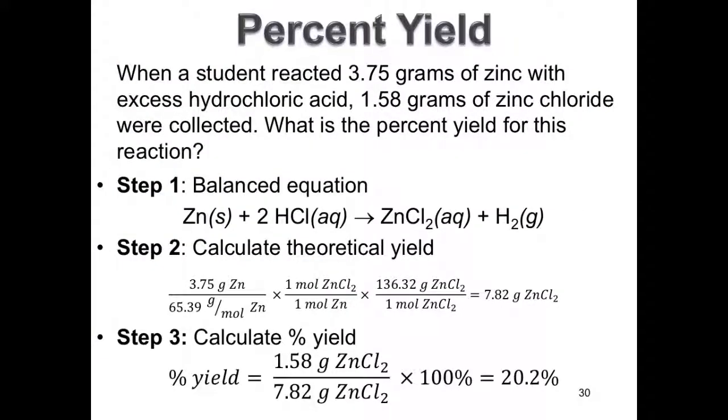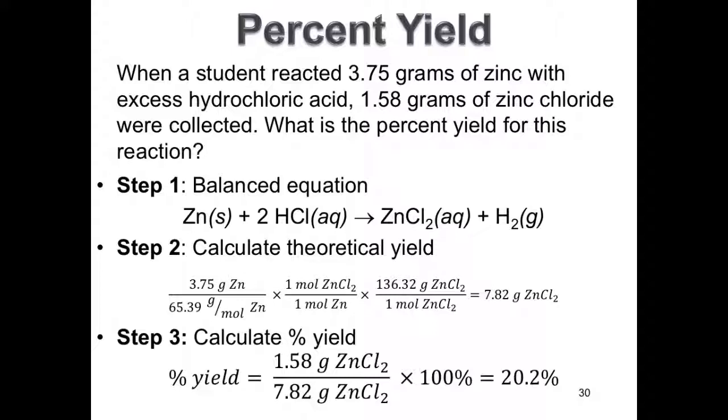And here's a problem. A student is given 3.7 grams of zinc, which the student then reacts with excess hydrochloric acid and produces, at the end of the experiment, 1.58 grams of zinc chloride. What is the percent yield for this reaction? So the first thing to do is to calculate the theoretical yield.